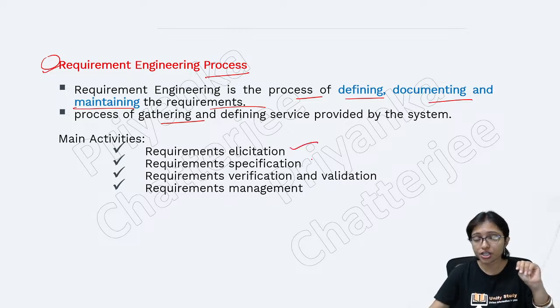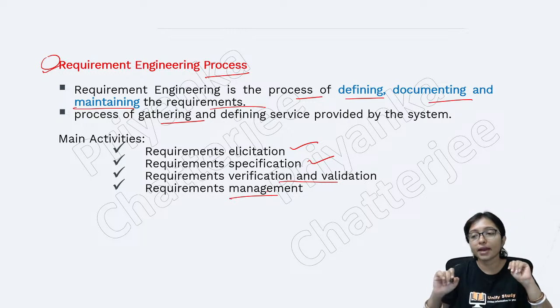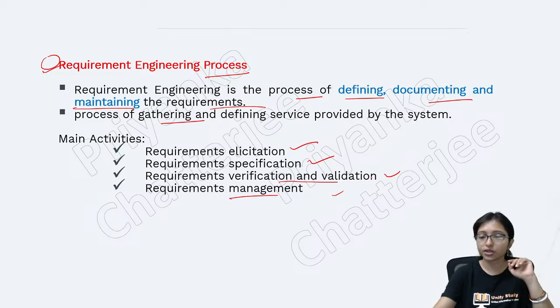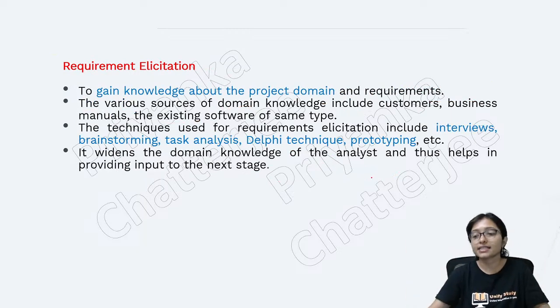Requirement elicitation, requirement specification, requirement verification and validation, and requirement management. These are the 4 tasks divided, the main activities. Okay, so what is elicitation?